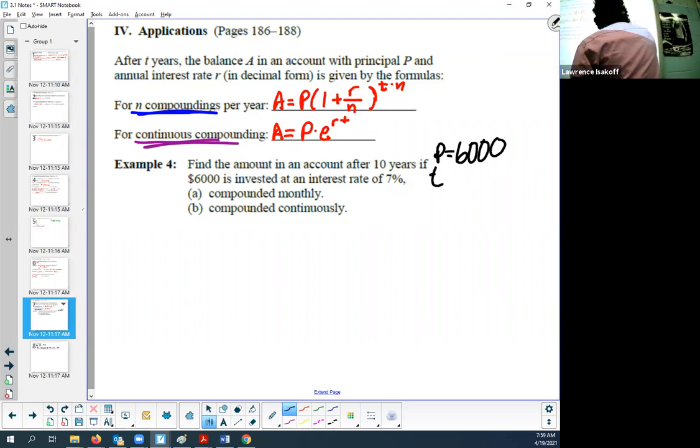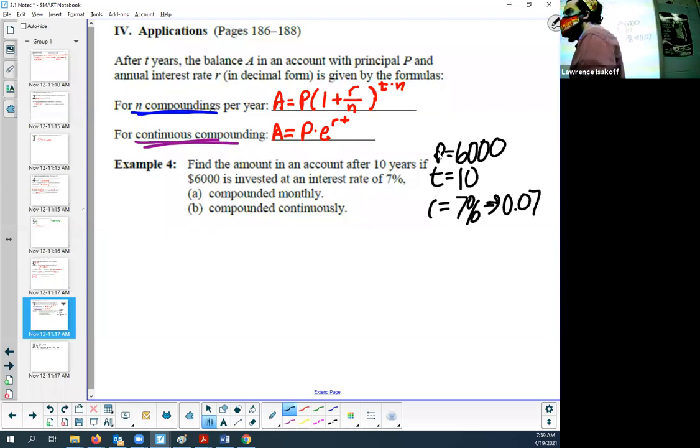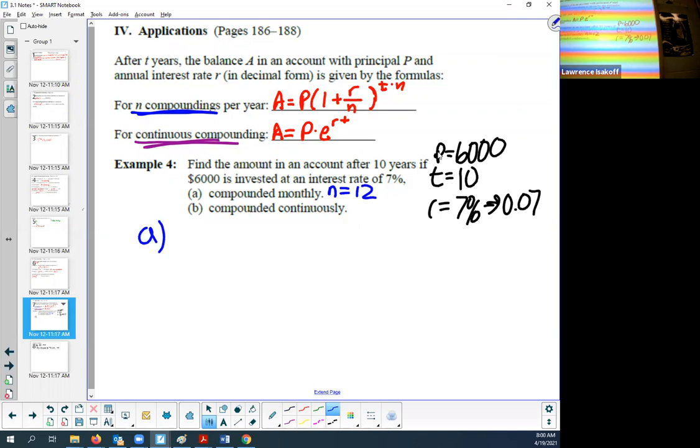I know my time is 10 years. And I know my rate is 7%, which I'm actually going to write as 0.07. Remember, whenever you have a percentage, you need to write it as a decimal in order to use it in there. Now, for part A, we are going to work with our compounding interest and set the n value to 12. So for part A, it's all a matter of just plugging in here.